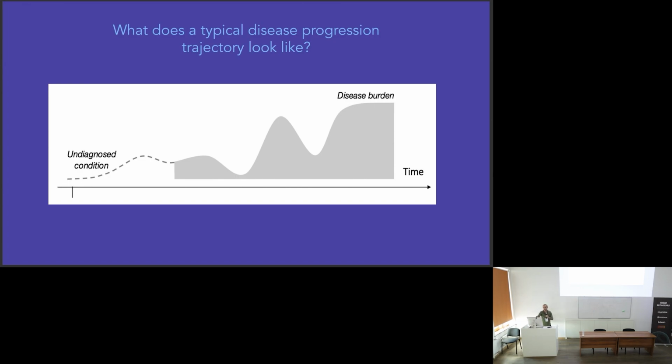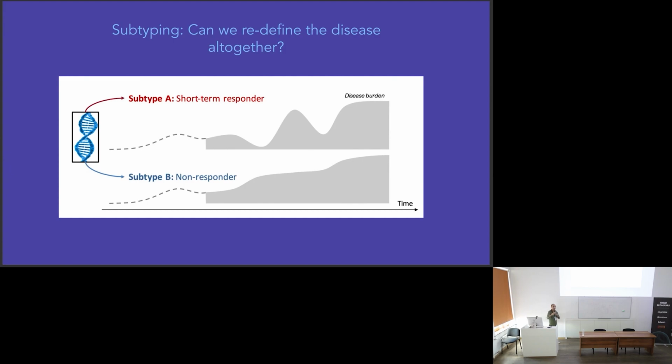Let's look at this graph. Let's look, for example, at a typical disease progression trajectory for some disease: time, diagnosis point, and disease burden throughout the time. But as I was explaining, there are different subgroups of people. Let's imagine we are giving some drug, some treatment, to the first subgroup of people. They are kind of short-term responders to the treatment. That means, as you can see, it goes down and again goes up afterward. But the second subgroup of people are non-responders. That means disease burden is going up and up throughout the time without going down.